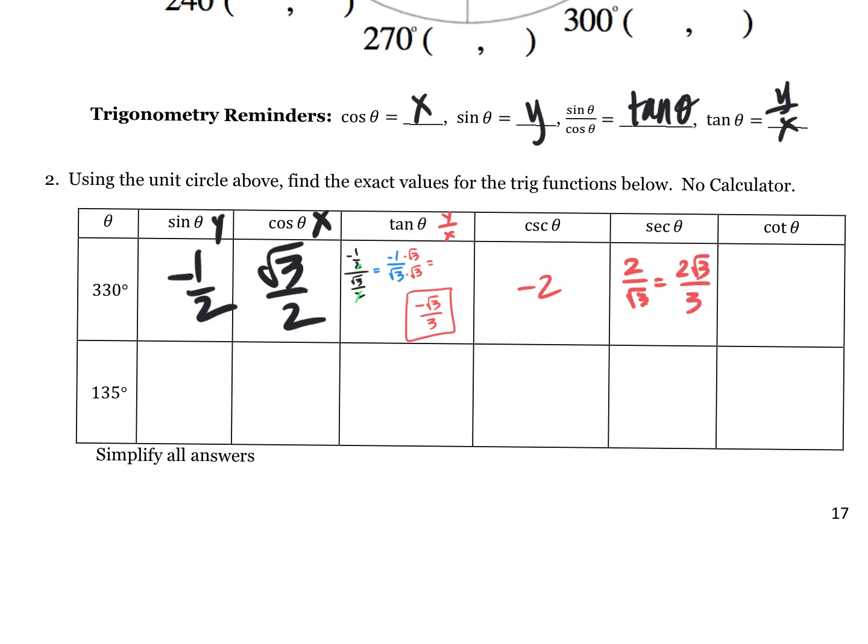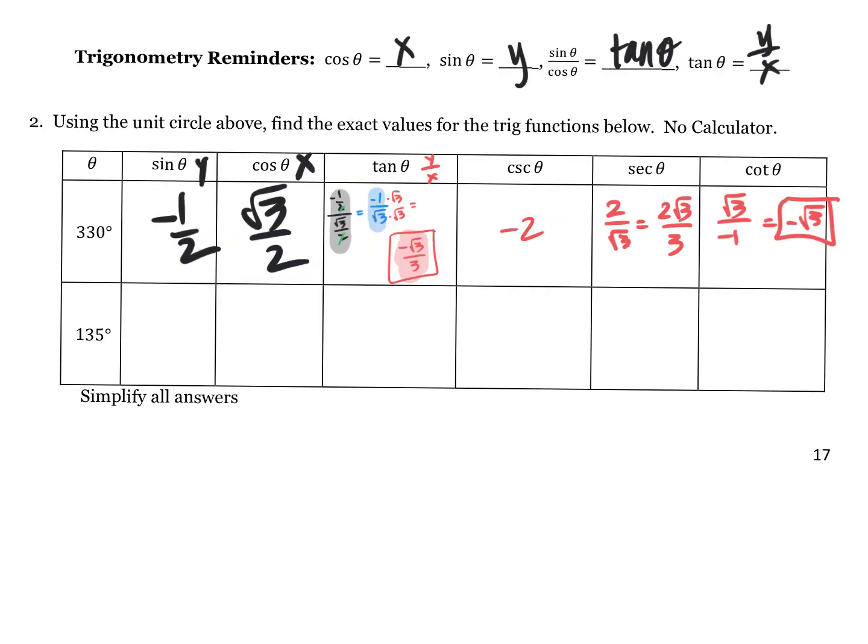Last one. Which one of these, the black, the blue, or the red answer, would we want to flip for cotangent? Blue. The blue is going to be the fastest. Do I really want to say root 3 over -1? Negative root 3. If it takes you a step, root 3 over -1, that's just negative root 3. That's how I'd want it simplified. Okay. Good job with that. Let's try 135.